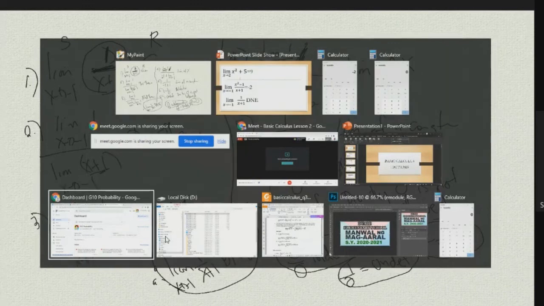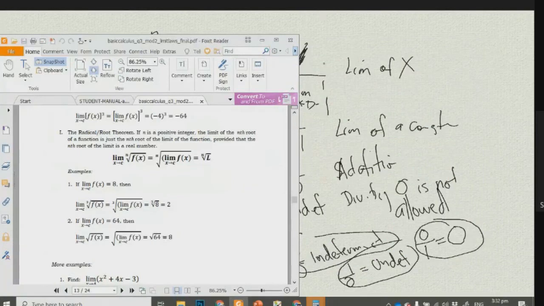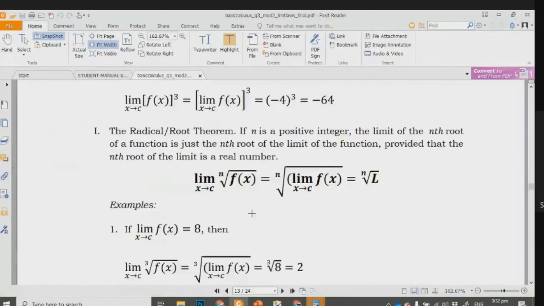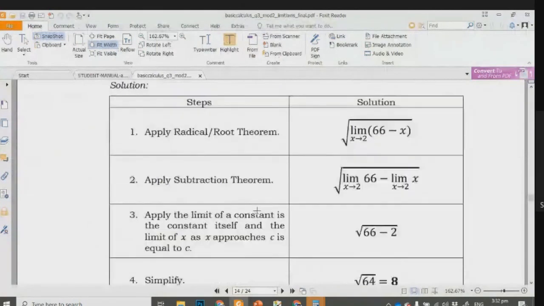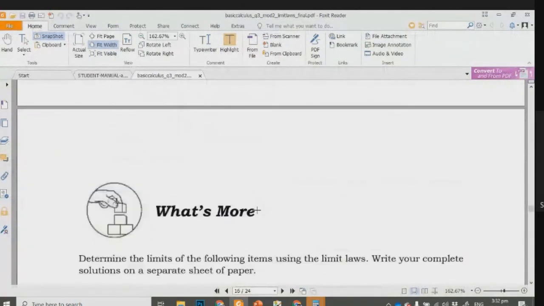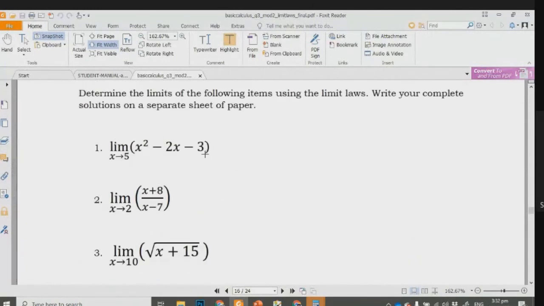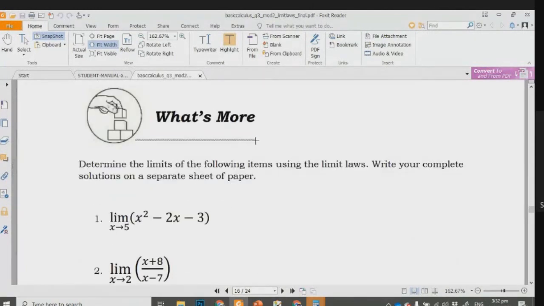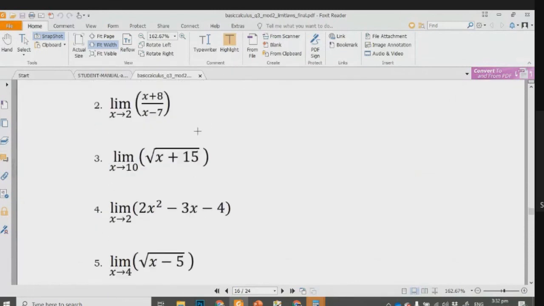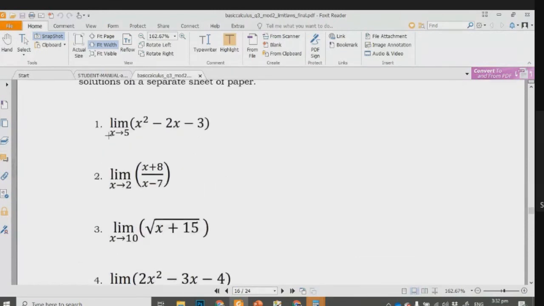Saan ba yung module natin? Ito yung module nyo. So, ang gagawin nyo lang yung activity, yung assessment. Page 12 pala. Ito, assessment. Yan, yung 1, 2. Sa number 1, ano mga gagamitin nyo dito? Anong unahin nyo? Sa number 1, anong unahing theorem? Subtraction. Subtraction, very good.